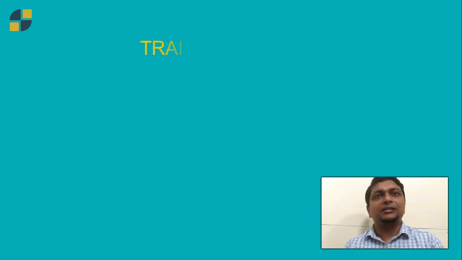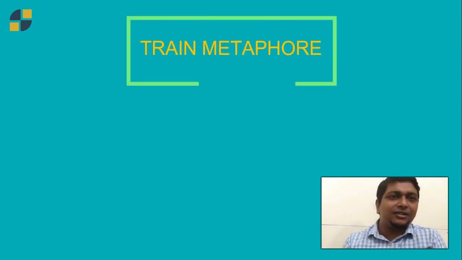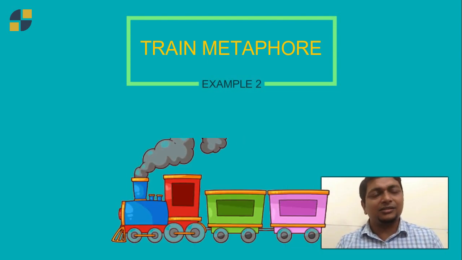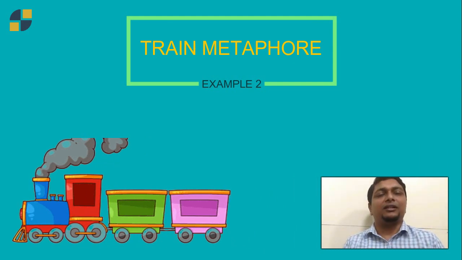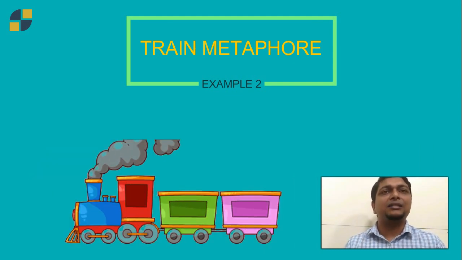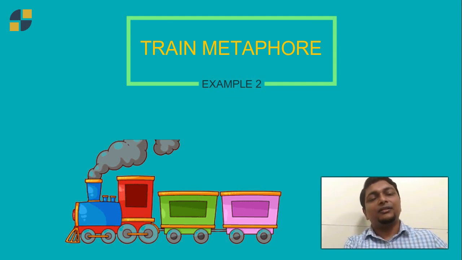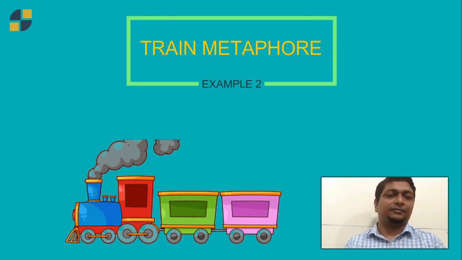The second example for this session is the train metaphor. I love this metaphor. And if you forget everything in this lesson, remember this train metaphor. A train has three main parts, namely the engine, the bogies, and the brake van, or you can say the mail van, which is attached at the end of the whole train, or a guard van, where the guard is there.